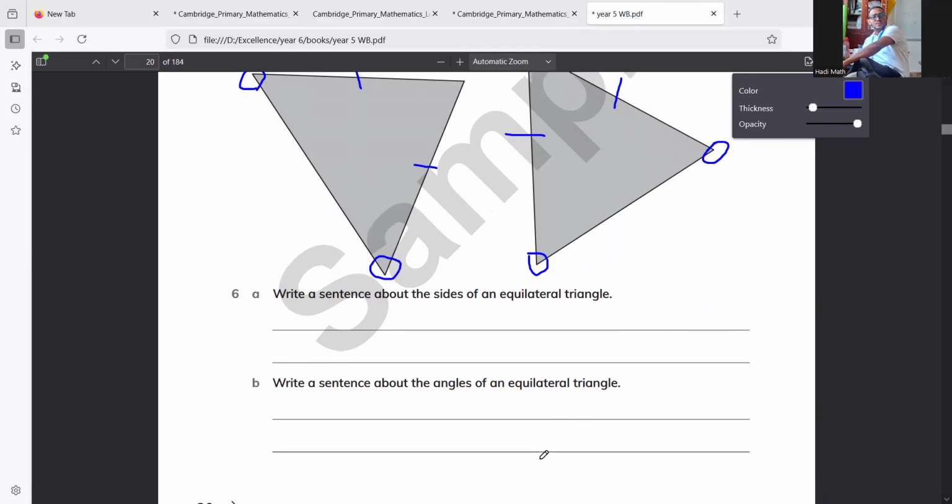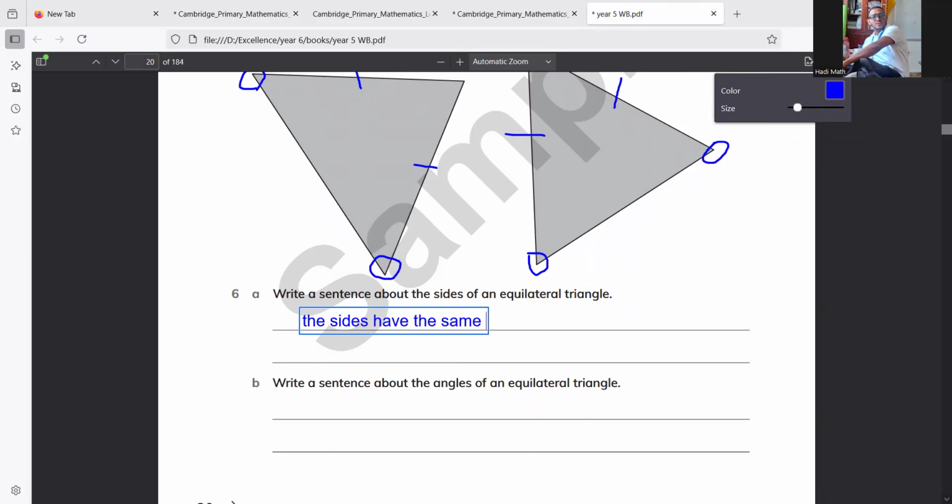Write a sentence about the sides of an equilateral triangle. When they ask you about sides, you could say the sides have the same length.